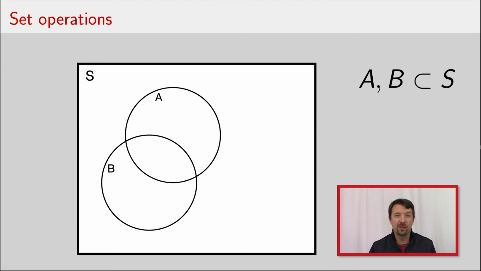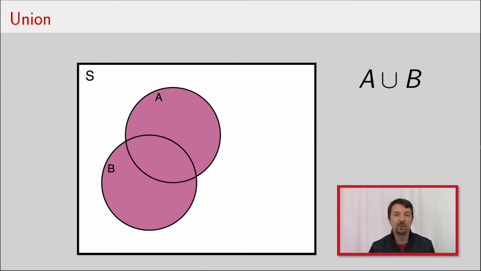I hope you're sitting there with your colorful pieces of paper where you've indicated the union of A and B, the intersection of A and B, A complement, set difference of A minus B, and so forth. The first operation that we introduced before is the union operator. And as a reminder, the union is composed of all the elements that are in one set and all the elements that are in the other set.